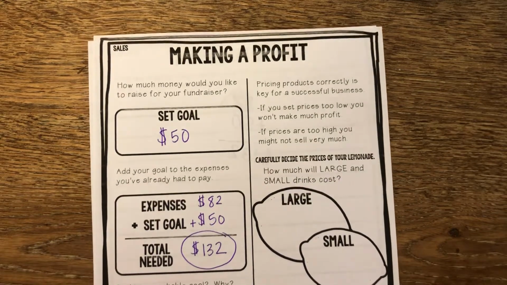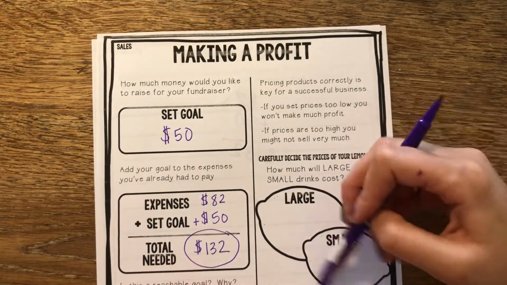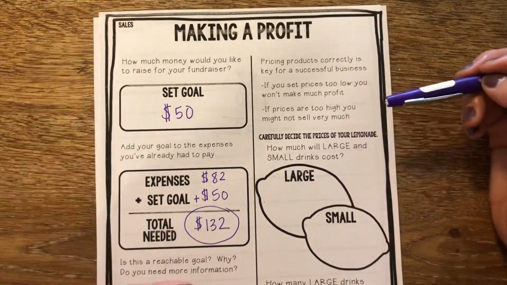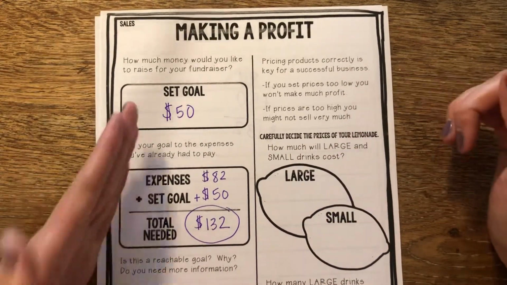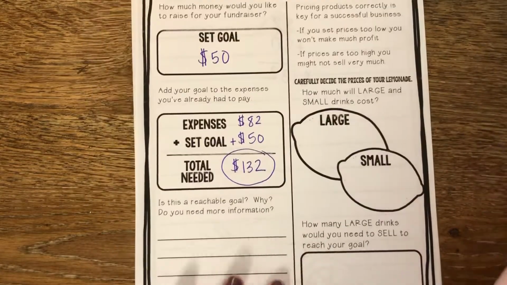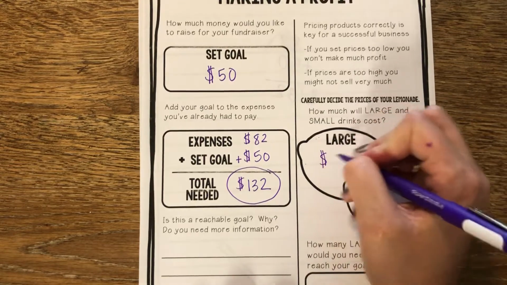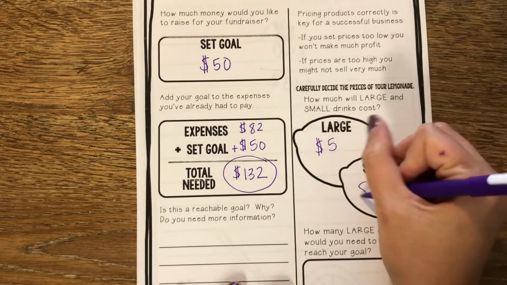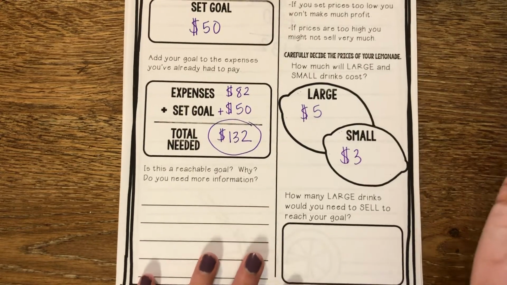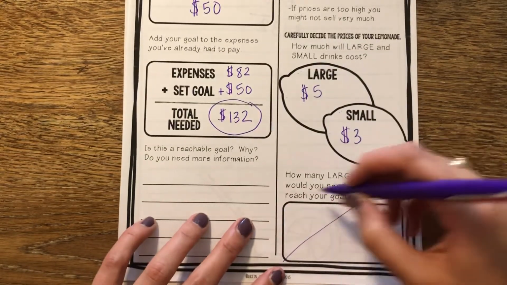So this is completely up to you of how much you want to do, but you need to have it be an even dollar amount. So you can't say like $2.50. We're going to have it be an even dollar amount, like $2 or $3 or $5, okay? So I'm going to say my large lemonade is going to be $5 and my small lemonade is going to be $3, okay? So we're actually not going to answer this question down here.